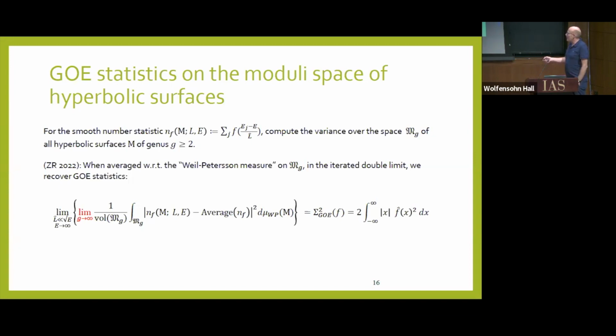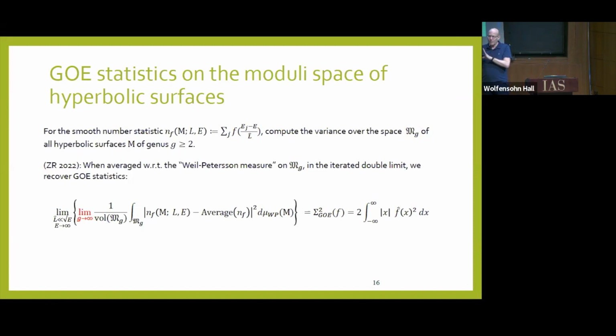So without this red thing, this would be exactly the statement. Let's say if you average over all genus two surfaces, you get GOE statistics. That is what you want. But that's just for the smoothed out version. That's F. I only know how to do it for the smooth version. I think it's true also for the sharp counting. This is a problem of harmonic analysis.